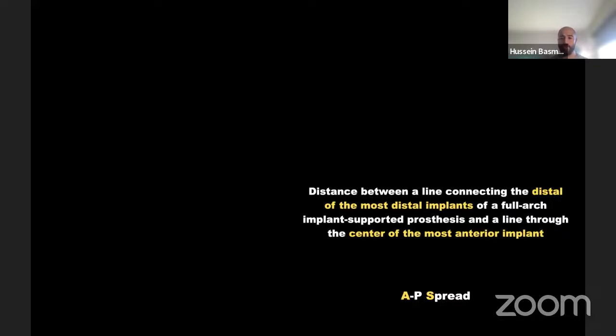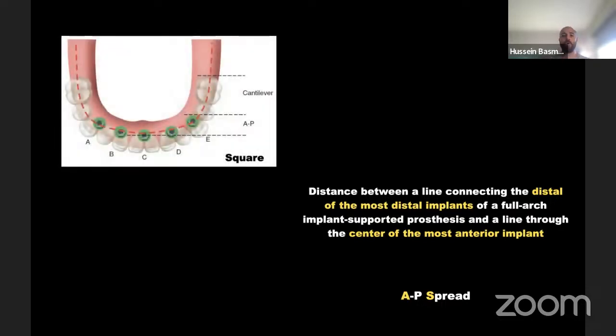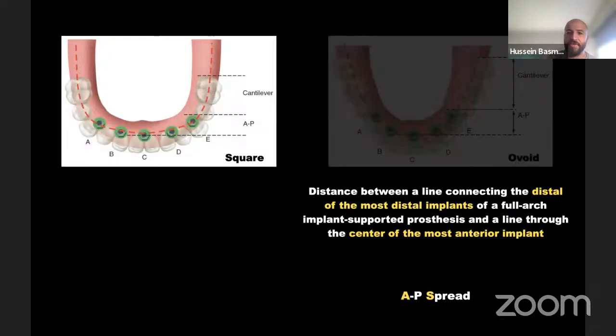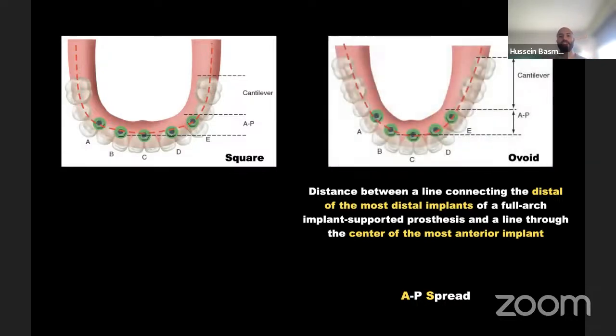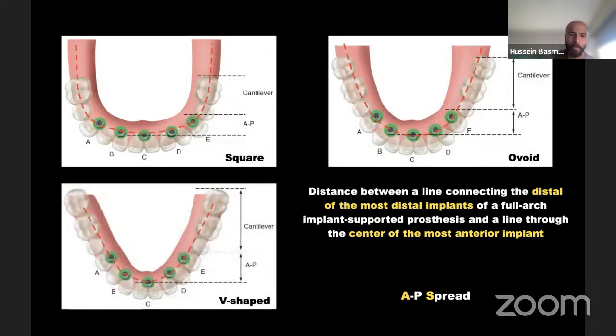Also, one of the important things that we should always keep in mind during our implant placement is something called the AP spread, which is basically the anterior-posterior spread, which is the distance between the line connecting the most distal implants and the center of the most anterior implants. Usually this space, we multiply it by 1.5, and that is how much cantilever we can place behind those implants. And again, this has to be planned prior to implant placement.